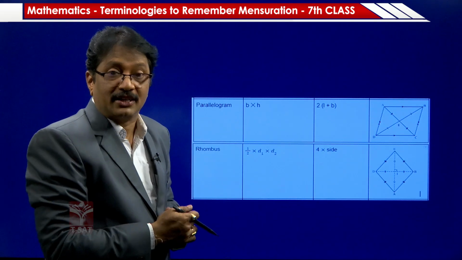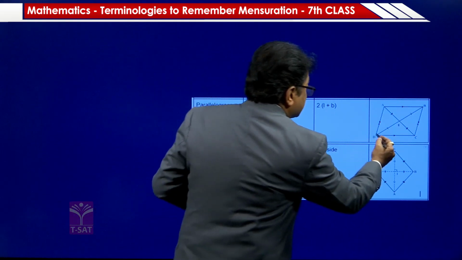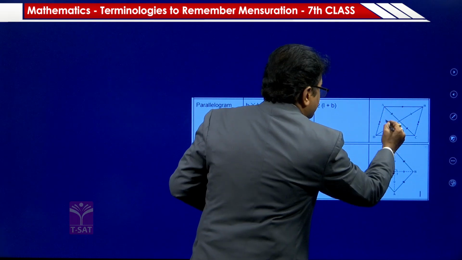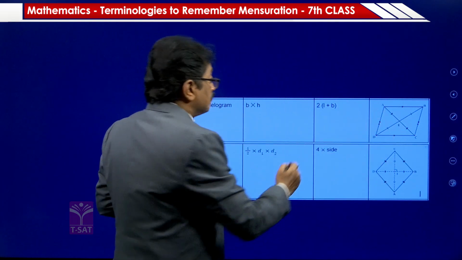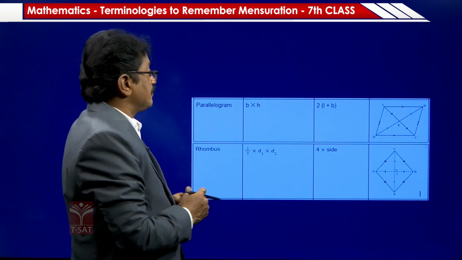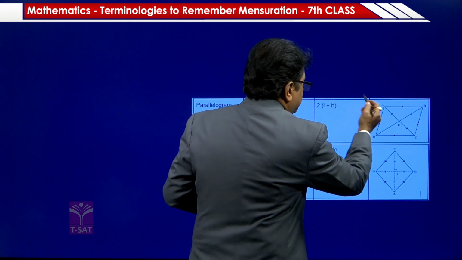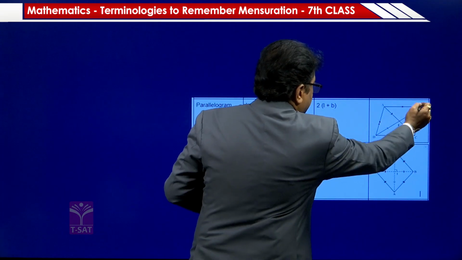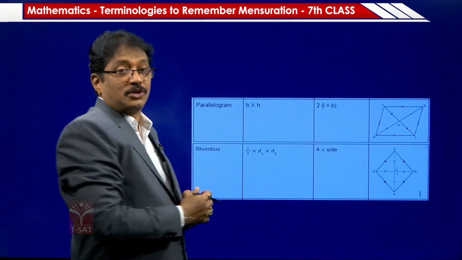When you take a parallelogram, this is the base. When you draw this one, this is the height. So base into height is the area of the parallelogram. When you take the perimeter, you have 2 lengths and 2 breadths. So that says 2 of (l plus b).